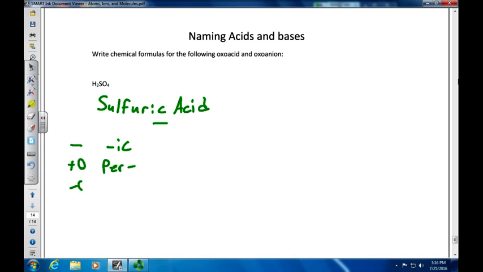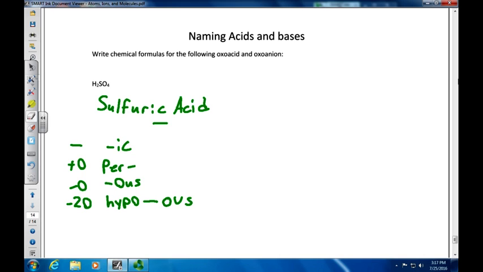If it had one less oxygen, H2SO3, it would have ended in an OUS. So instead of sulfuric acid, it would be sulfurous acid. And if it had two less oxygens, it would have started with a hypo, HYPO, the name of the acid, and would have ended in OUS, just like the previous one. So in this case, if it was H2SO2, it would have been hyposulfurous acid.